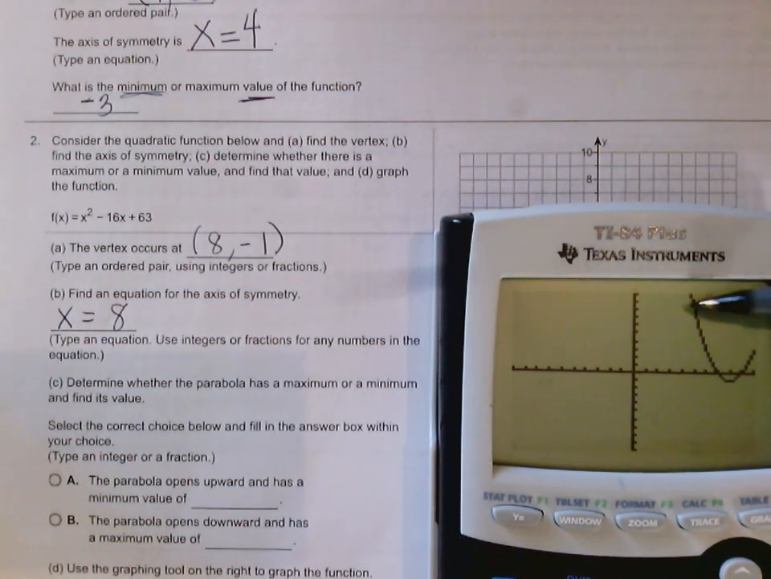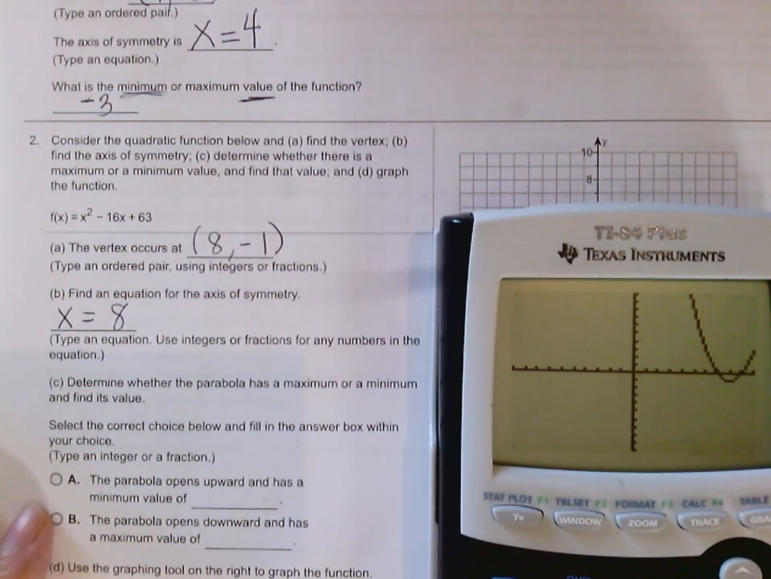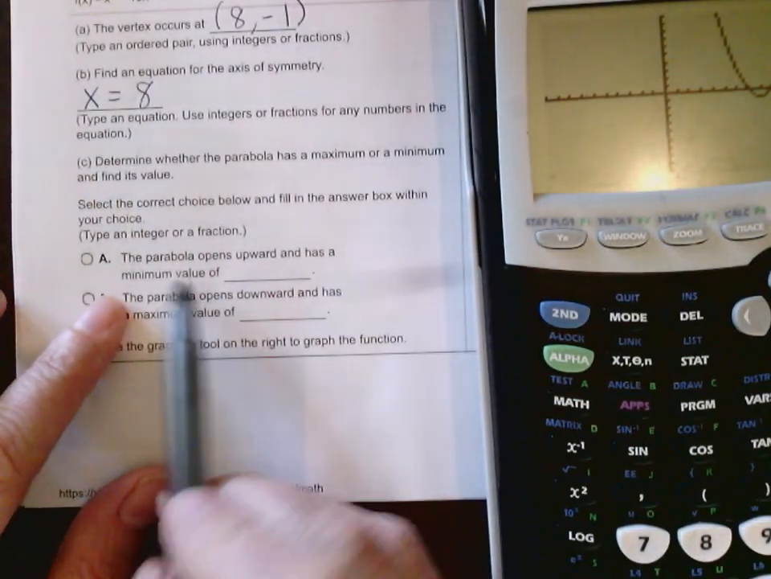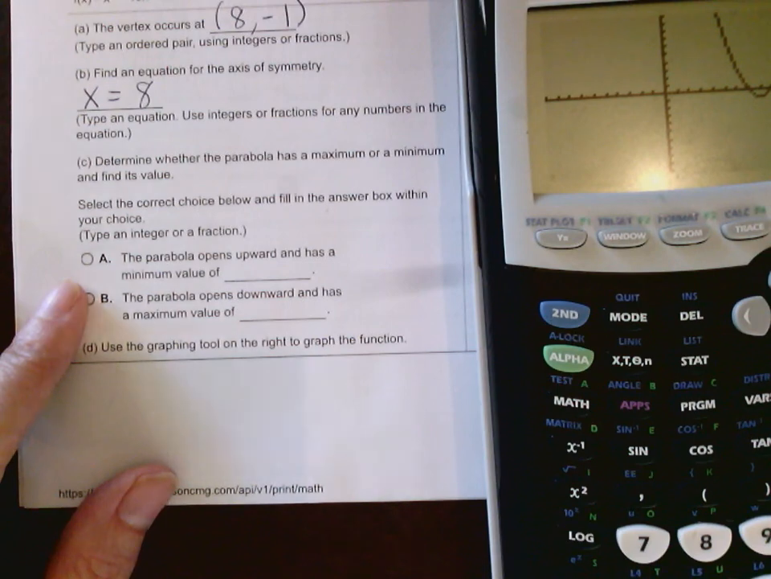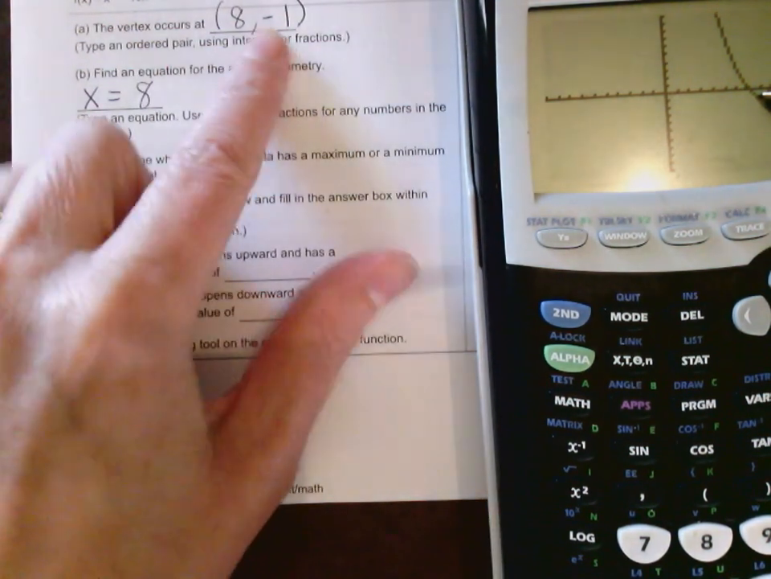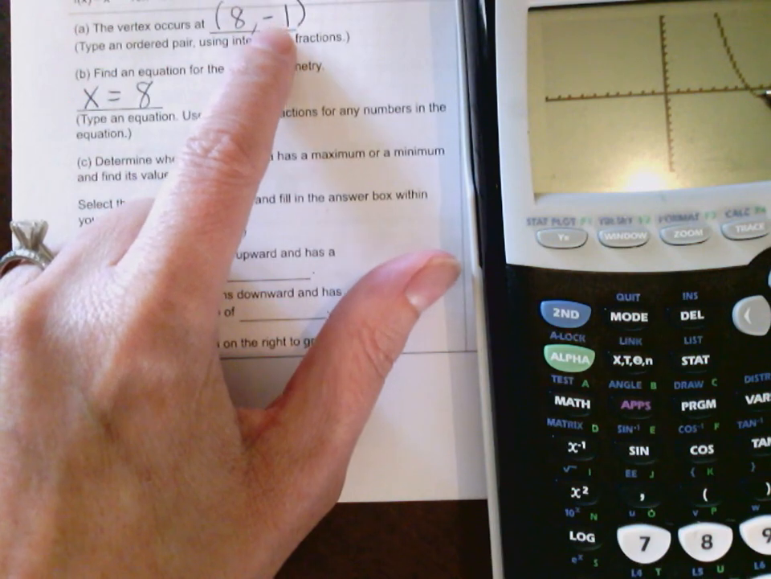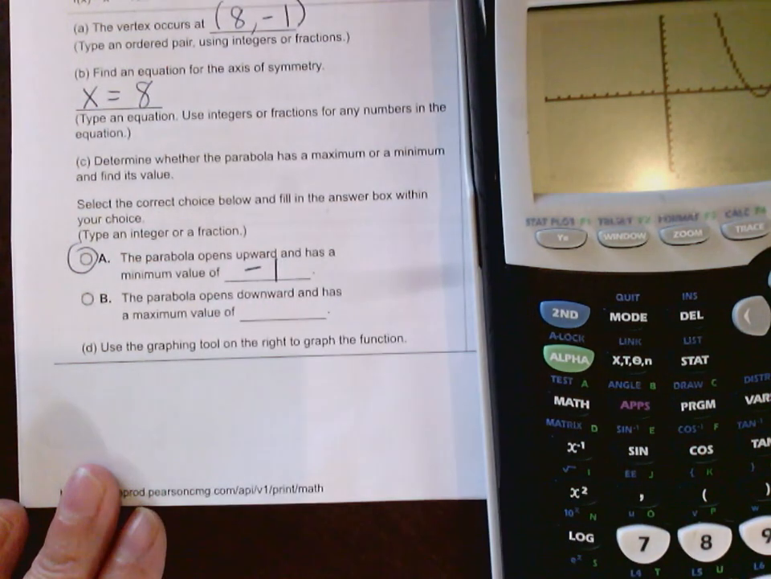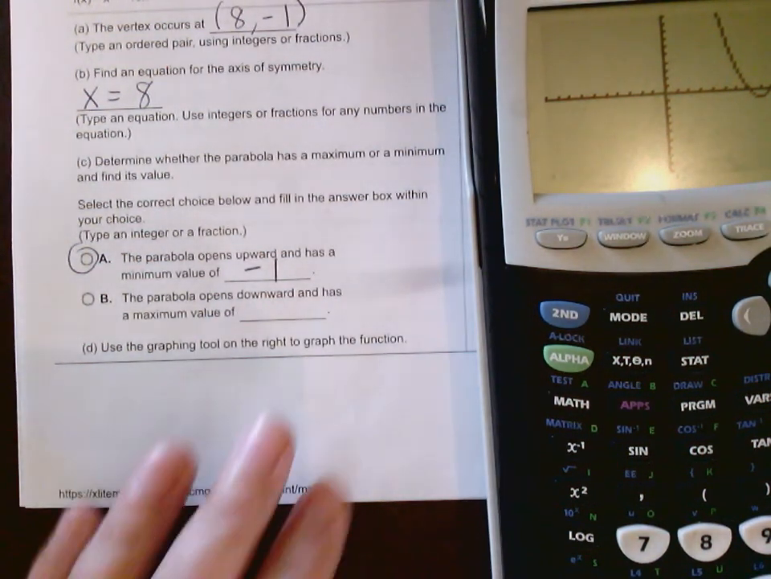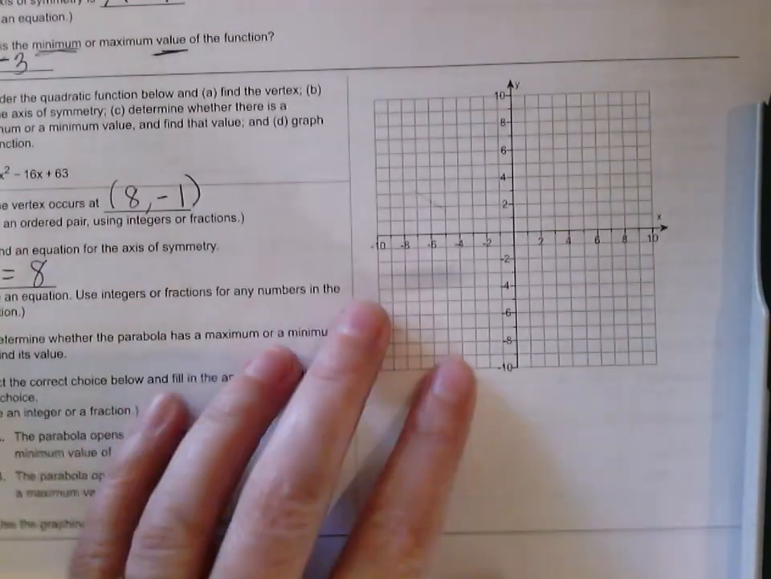Since this is a regular U-shaped parabola, it's going to have a minimum, right? That vertex is at the very bottom of the parabola. So it's going to open upward and have a minimum. And what's the minimum value? Well, it's the y coordinate of this vertex that we found at the beginning. So the minimum value is simply going to be -1.